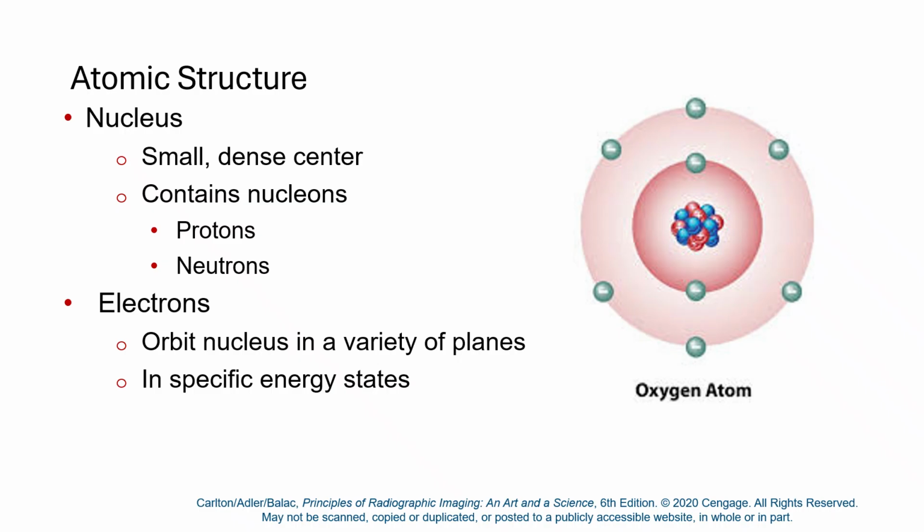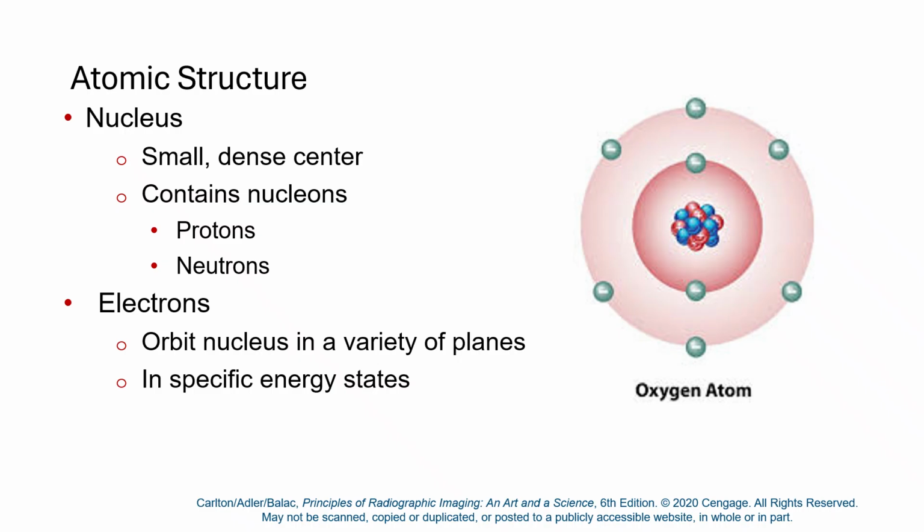So we have a nucleus, and Rutherford said that the nucleus is a small, dense center where 99% of the mass of the atom is concentrated. That nucleus is made out of protons and neutrons, okay? And those are nuclear particles. That is, they are the particles that make up the nucleus, so they're nucleons, okay? Protons have a positive charge. Neutrons do not have an electric charge, okay?